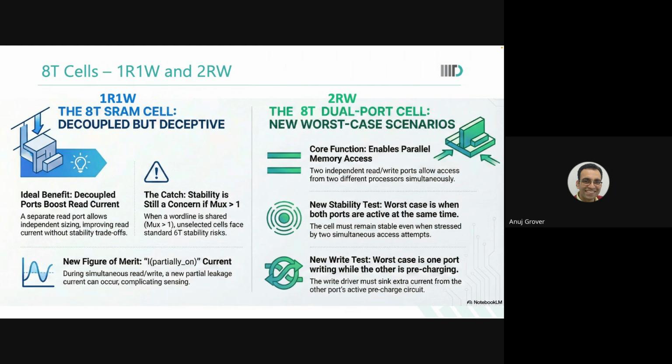So now let us say one port is writing on cell A, and the other port is writing on cell B. Both the ports are in write mode. So what will happen? Because I'm writing on cell A from this port and cell B from the other port, the other pair of bit lines on this port will remain pre-charged. So what is happening? I'm trying to sink.